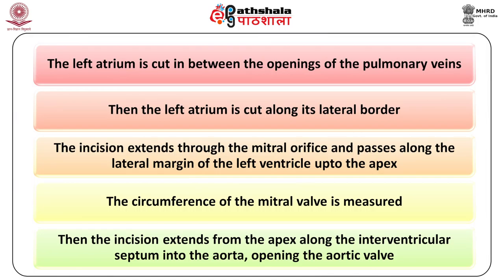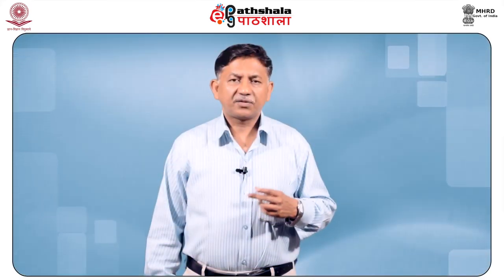The incision extends through the mitral orifice and passes along the lateral margin of the left ventricle up to the apex. The circumference of the mitral valve is measured. Then the incision extends from the apex along the interventricular septum into the aorta, opening the aortic valve. After the blood clots are removed, the heart should be weighed.